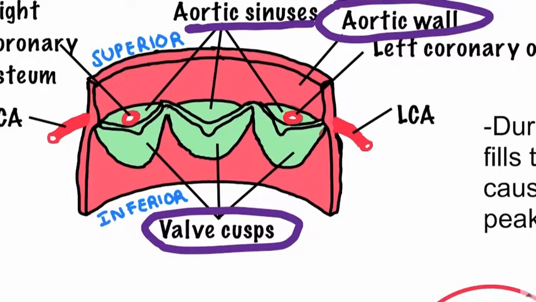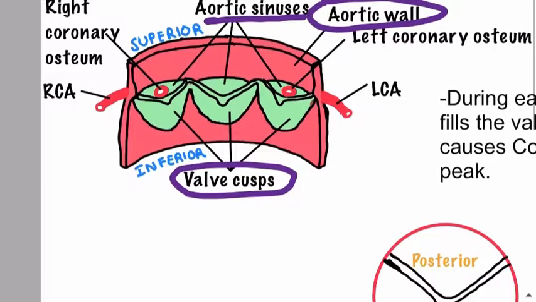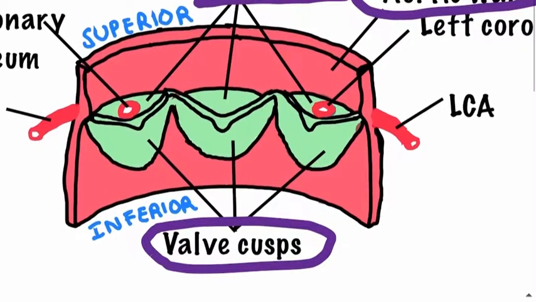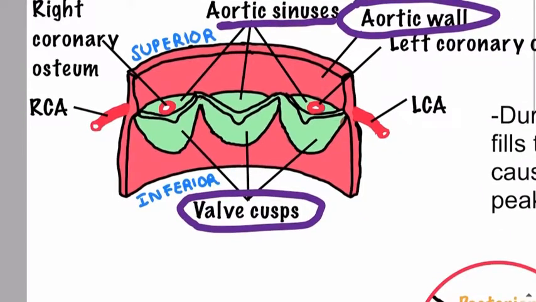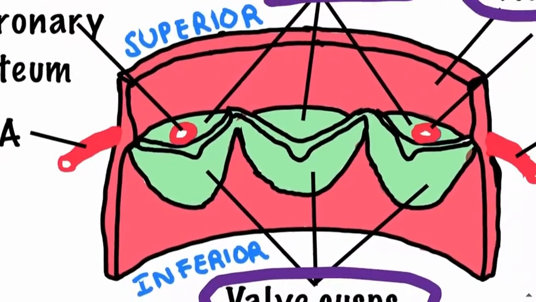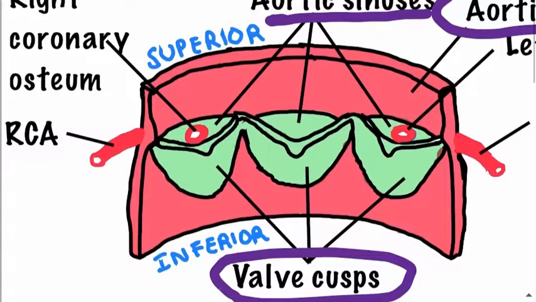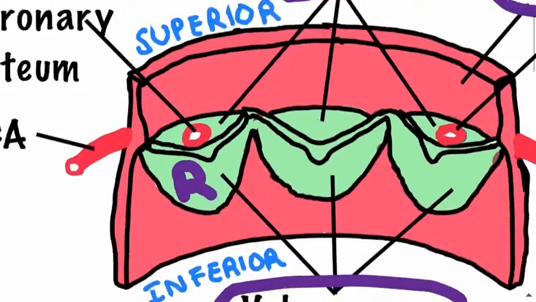Actually, the coronary arteries arise from the aortic sinuses. Coronary arteries do not arise from all the aortic sinuses. They arise from two aortic sinuses because there are two main coronary arteries. So guys, there's one aortic sinus between the right cusp of the aortic valve and the aortic wall.